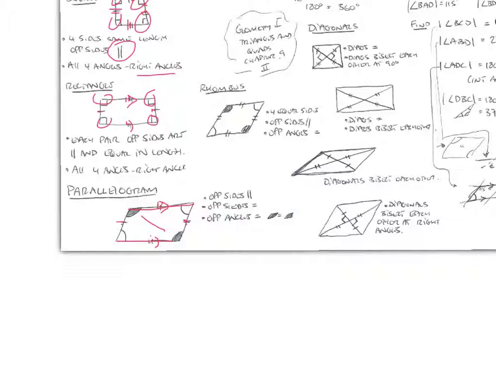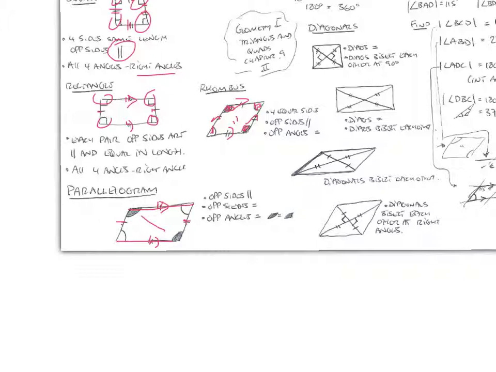A rhombus has four equal sides. The opposite sides are parallel to each other, like that, and the opposite angles are equal, and these are equal. This angle here is equal to this angle here.